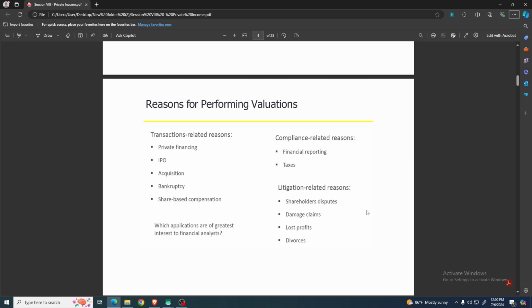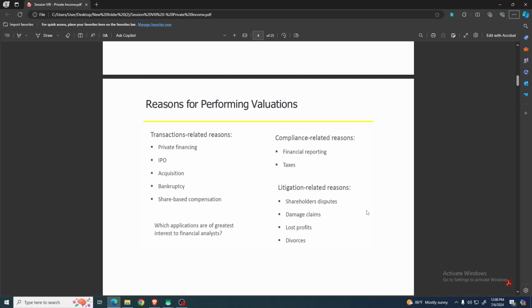First, we have transaction related, and here we are going to discuss private financing first. This is when a company seeks to raise capital from private investors. Here valuation is going to be necessary to determine the price at which shares will be sold. As an example, a startup raising venture capital funding will need valuation to set the equity stake that investors will receive in exchange for their investment.